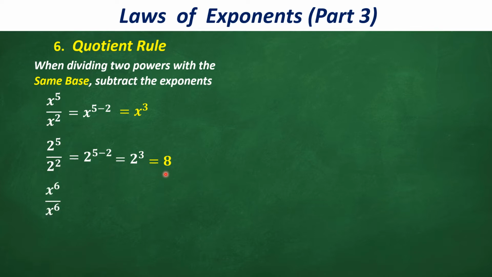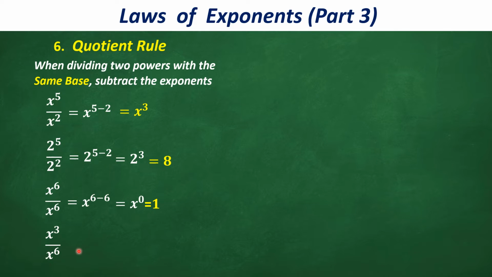Another example, we have x to the 6th power divided by x to the 6th power. Again, the same ang kanilang base, the same variable which is x, then copy the base x, subtract the exponent. So, 6 minus 6. So, we have x to the 0 power and x to the 0 power is equal to 1 according to the 0 exponent rule na any variable raised to the 0 power is always equal to 1.